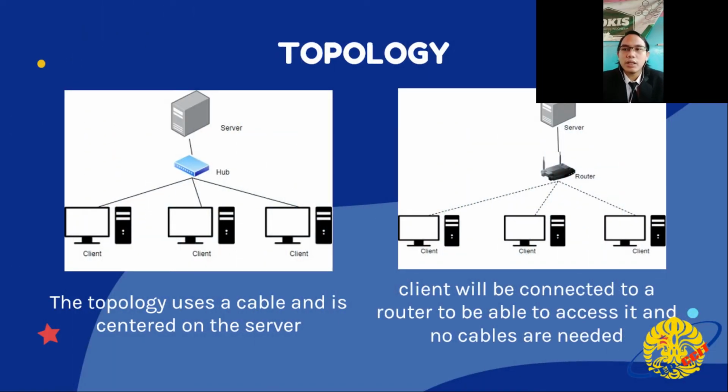And then topology. A DNS server that uses a local area network can only be reached in a small area. In this example, the topology uses a cable and is centered on the server, which means it can only be accessed if the network is connected by a cable to the server. The topology can be in any form as long as the client is connected to the central server.